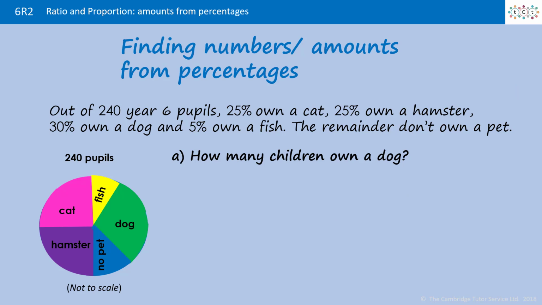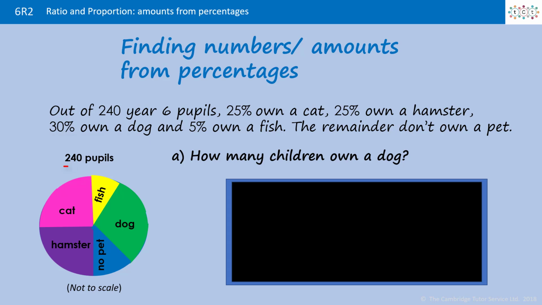Starting with A, how many children own a dog? In the information, we're told that 30% of the children own a dog, and that's 30% of 240. First of all, find 10%, and then multiply that by 3 to get 30%. So 10% is 24, 24 times by 3 is 72. 72 children own a dog, and 72 children represents 30% of the 240 children.